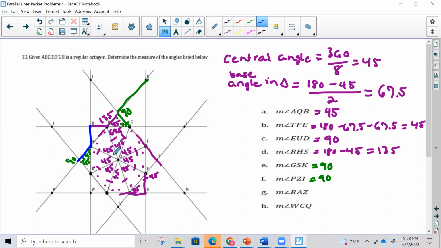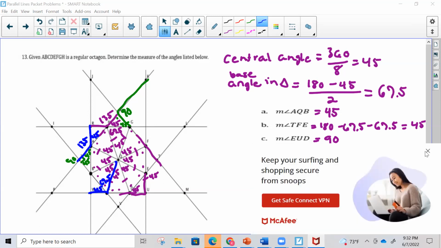Okay, so let's see, what do we know? We know that this triangle is 45, and that's 45. So this one has to be 135, because 180 minus 45 is 135. And then our last one, WCQ. So that's here. Okay, so that's made of two angles. So we know this one angle is that 67.5. We know that this angle is 45. And so if we do 45 plus 67.5, we get 112.5.